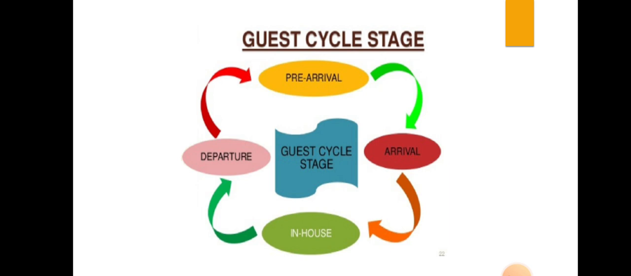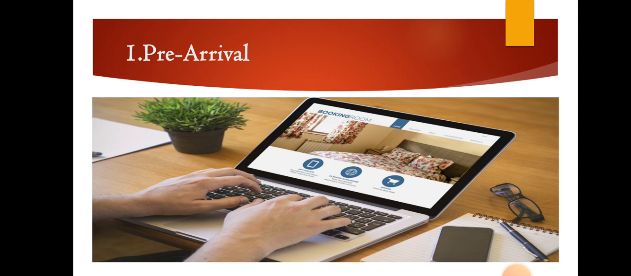This is the diagram of the guest cycle. Number one is pre-arrival, number two arrival, number three in-house or occupancy or stay, and the last one is departure. Now I am going to explain the guest cycle one by one.